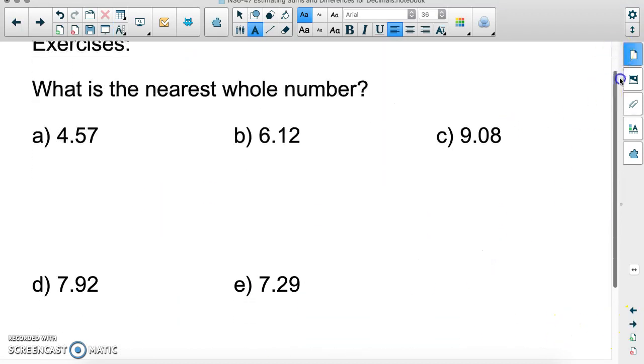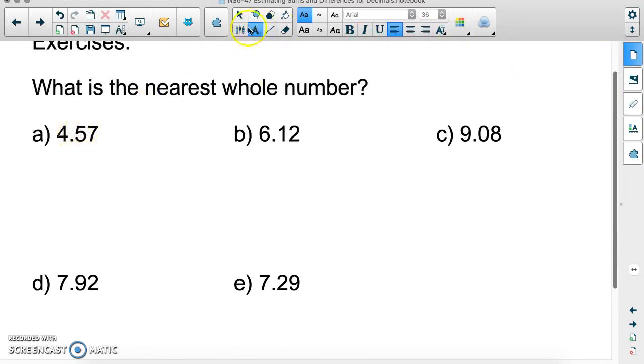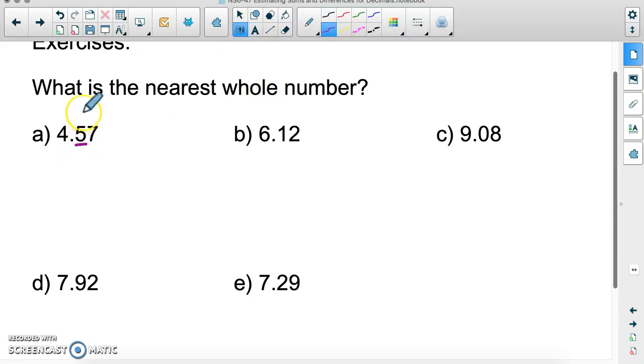So here I want you to complete these exercises using that rule we just talked about. So I'm going to look to the tenths digit. It's a 5. It's going to tell me to round up. So that tells me that 4.57 is closer to the whole number 5.0, not 4. So it's closer to 5. I want you to do B, C, D, and E on your whiteboards. Then you're going to resume your screencast.